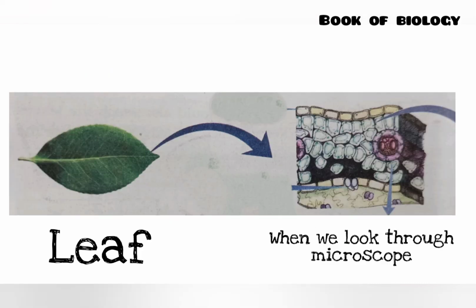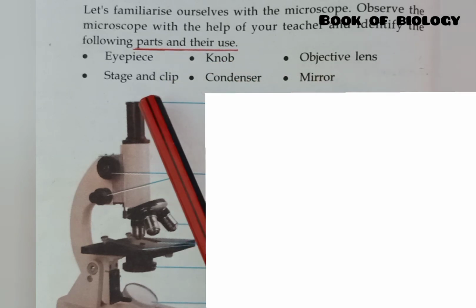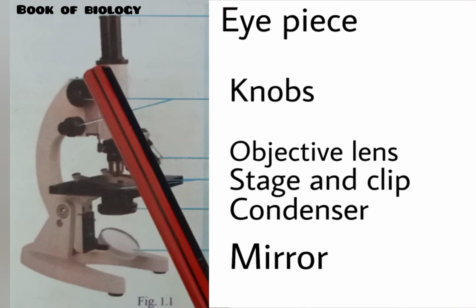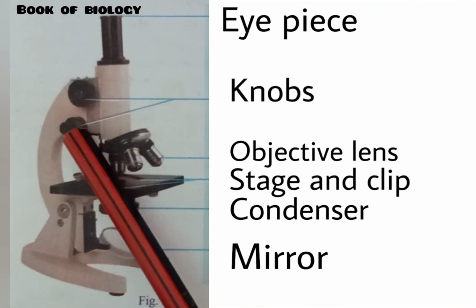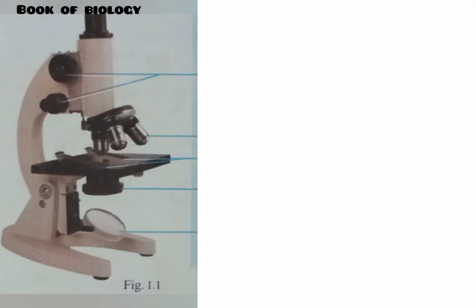Magnify means a microscope is used to see an object enlarged. These are the parts of a microscope: eyepiece, knob, objective lens, stage and clip, condenser, mirror. This is the eyepiece. These are knobs. These are objective lenses. This is the stage and clip. This is called a condenser and this is the mirror.